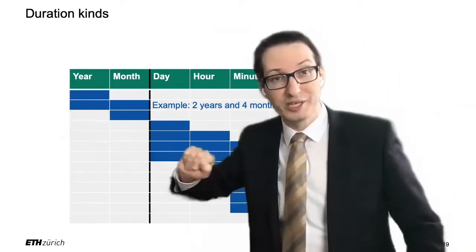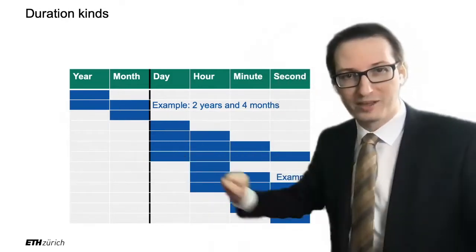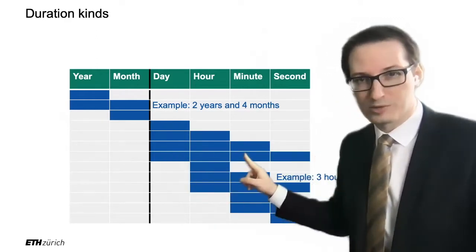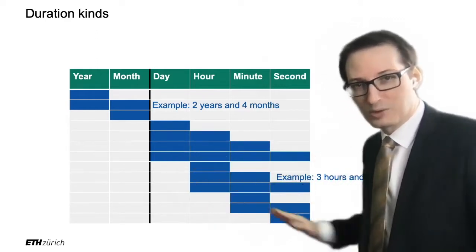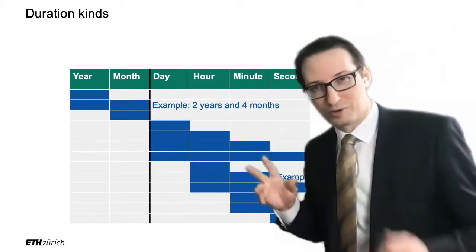You can have like 2 years, or 1 year and 4 months, or 5 months, or 2 days, or 3 days and 4 hours, or here you can have 2 days, 4 hours, 3 minutes and 20 seconds, and so on and so on. So these are all the combinations, right, that you can have for durations.